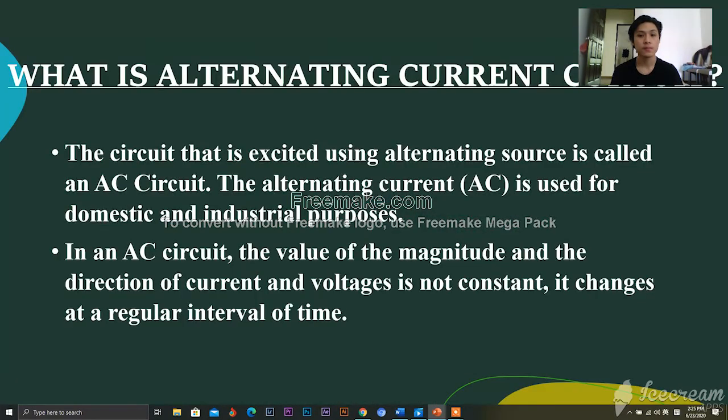An alternating current circuit is a circuit that is excited using alternating sources. The alternating current, AC, is used for domestic and industrial purposes. In an AC circuit, the magnitude and the direction of current and voltage are not constant. They change at regular intervals of time.